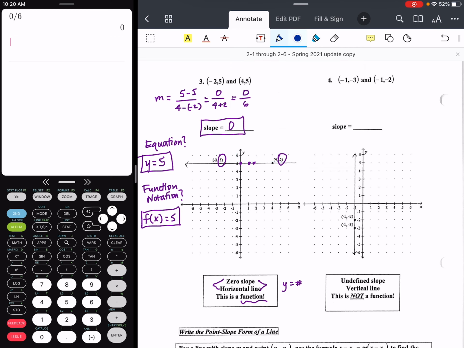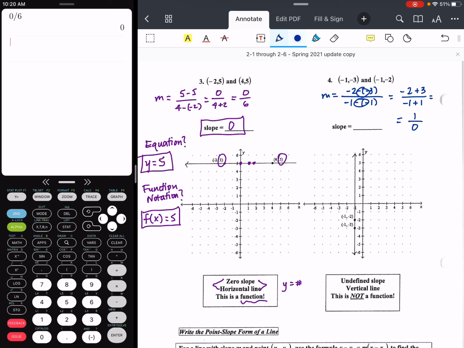Okay, let's move over to number 4. If I'm calculating the slope, this would be -2 minus -3 over -1 minus -1. Lots of negatives, so keep an eye on those. Got 2 sets of double negatives here. So in my numerator, -2 plus 3, denominator -1 plus 1. -2 plus 3 is +1. And then in my denominator, -1 plus 1 is 0.